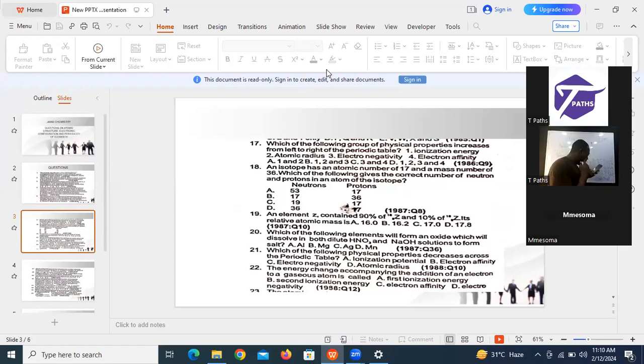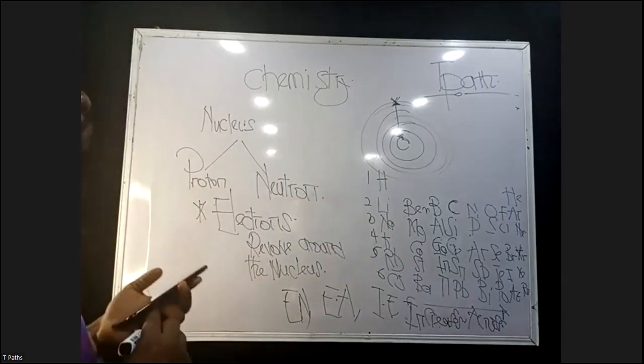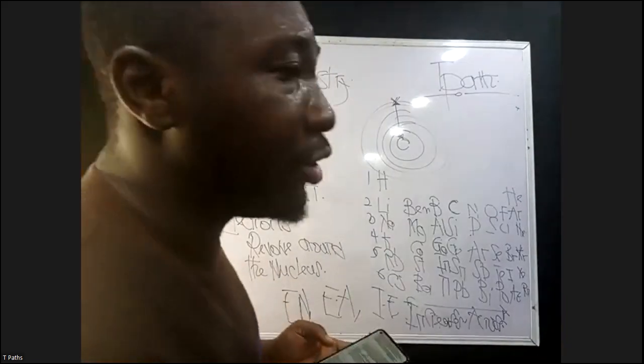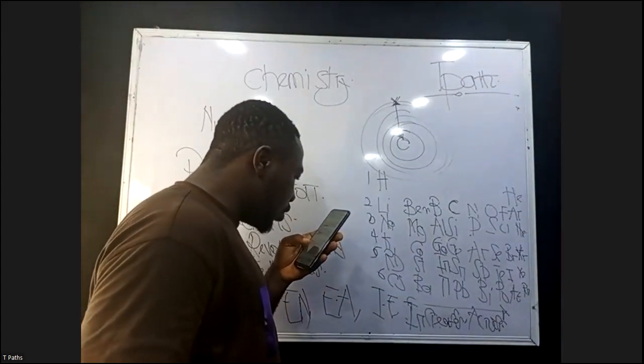So if IE decreases across the period, atomic radius will also what? Sorry, IE increases across the period. Electron affinity and electronegativity also increase across the period. Atomic radius does not increase across the period; it decreases down the group. So it's not going to increase from left to right.